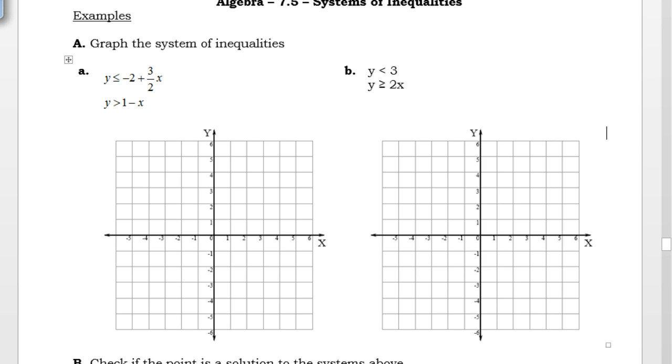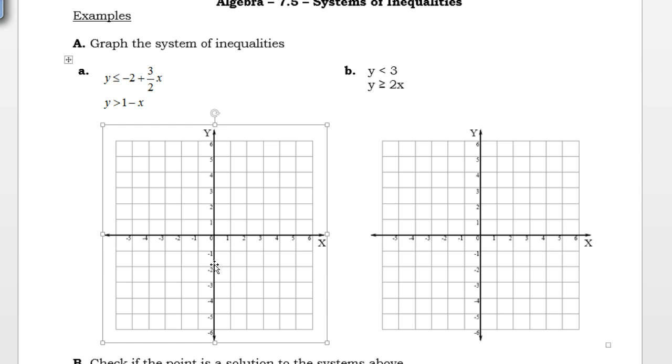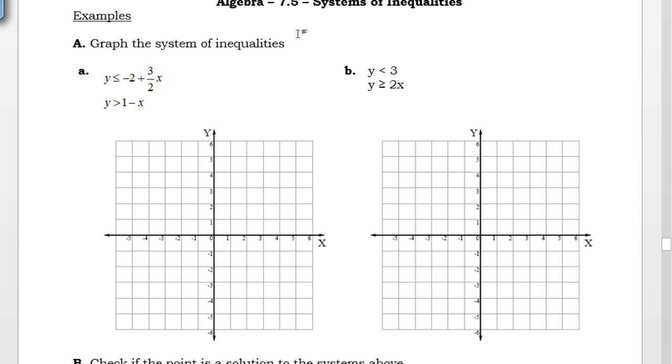My first one is y is less than or equal to -2 plus 3/2 x. We treat this the same as a regular line, and then we'll shade after that. -2 is my intercept, and my slope is 3/2, which means rise 3, run 2, rise 3, run 2. I'm going to keep the pattern going so I can see where my boundary is.